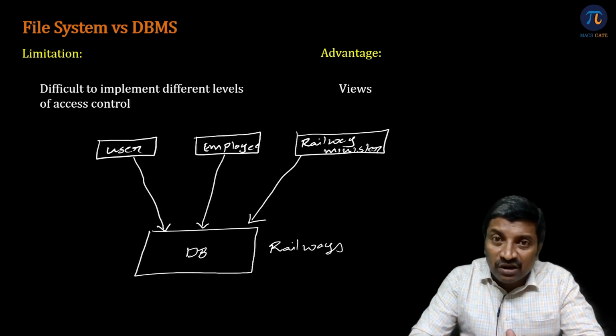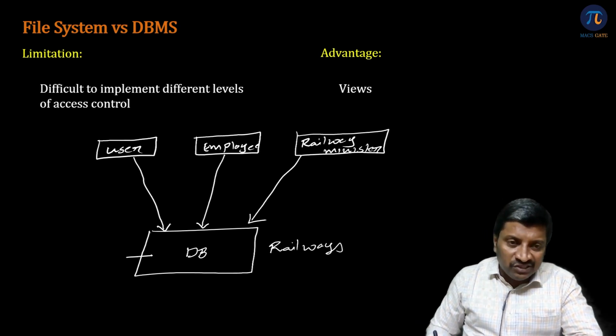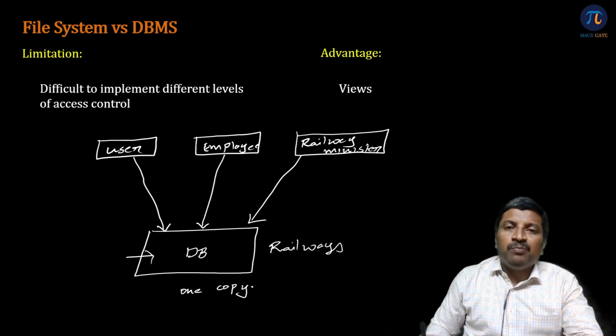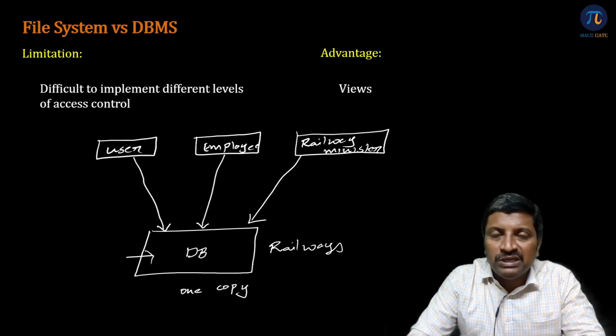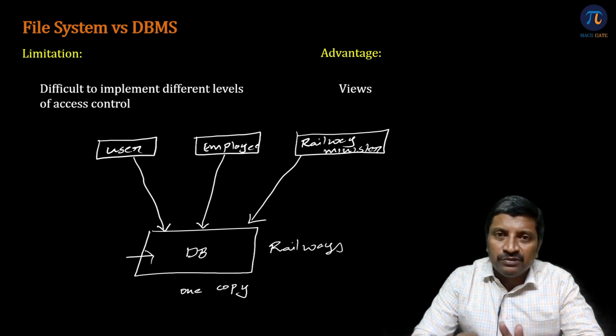All these views are logically implemented. Logically implemented means we have the same database. That means we are maintaining only one copy of the database. But we create different views depending on the different types of groups who are intended to use the database. Is it clear, sir?